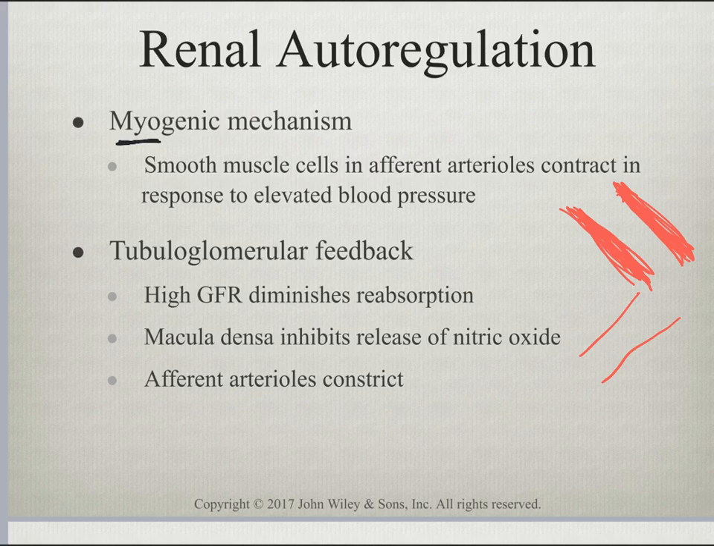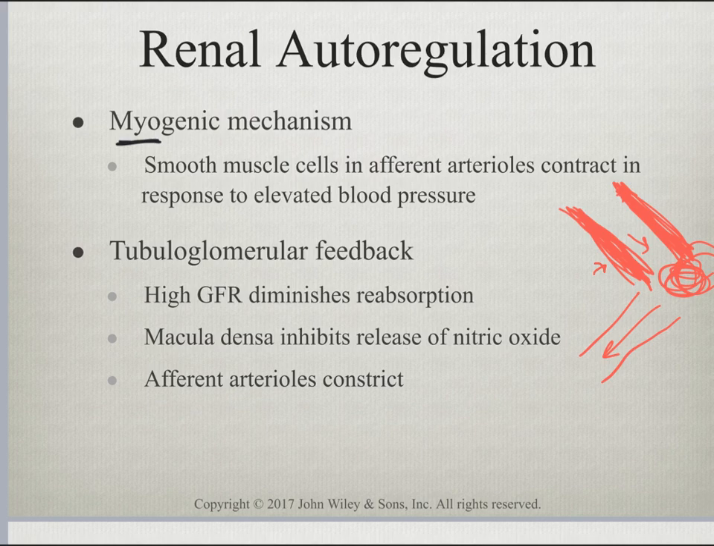So let's draw an arrow coming in, and then we hit the glomerulus here, and then we come out. Those smooth muscle cells in the afferent arteriole are going to contract in response to elevated blood pressure. So exactly how do they do that? Increased blood pressure increases the tension in the vascular wall. As a result, that thickened vascular smooth muscle is going to contract.